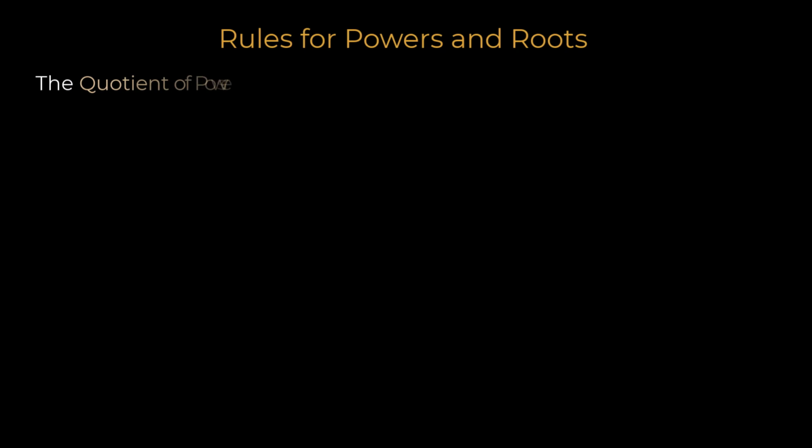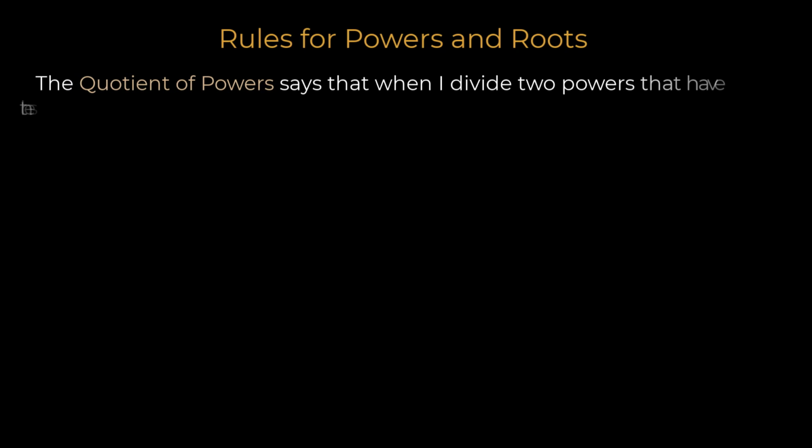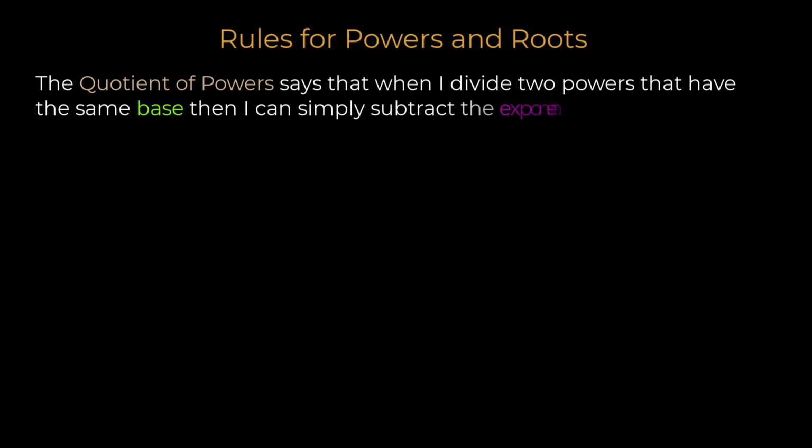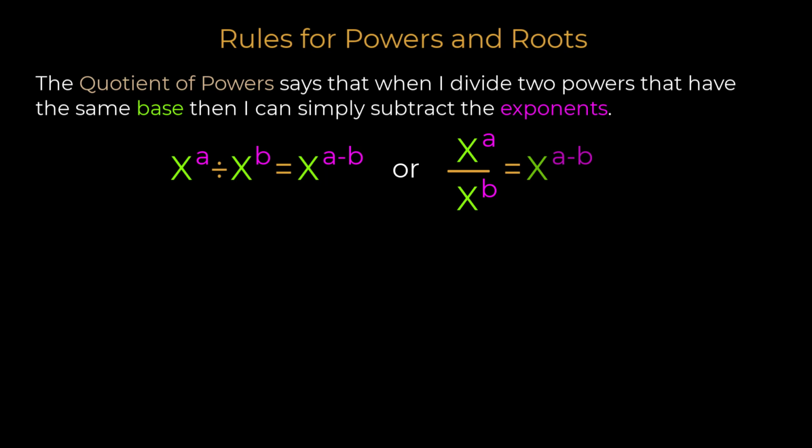The quotient of powers says that when I divide 2 powers that have the same base, then I can simply subtract the exponents. The rule is commonly written in one of 2 ways. For example, 4 to the 5th power divided by 4 cubed equals 4 squared, since 5 minus 3 equals 2.